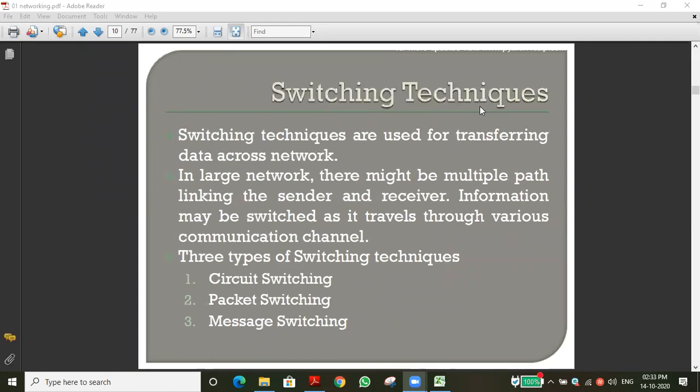This concept is entirely different. This is behind the screen: what is the thing, how it is executing behind the screen, that is the concept. This part I have to explain. So far, what we discussed is one part completed. Now, switching techniques. Switching techniques are used to transfer the data across the network.